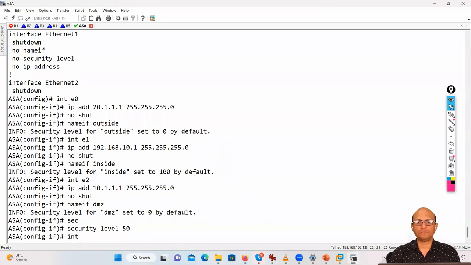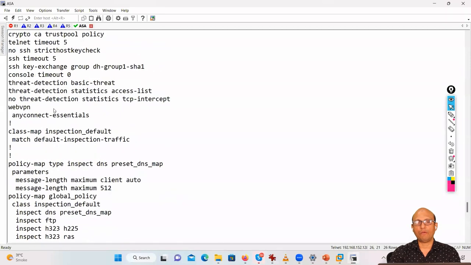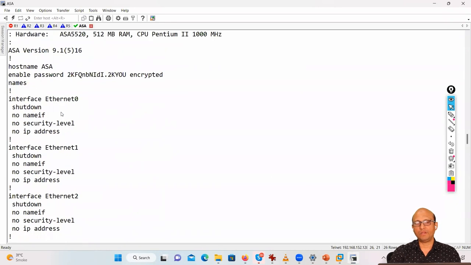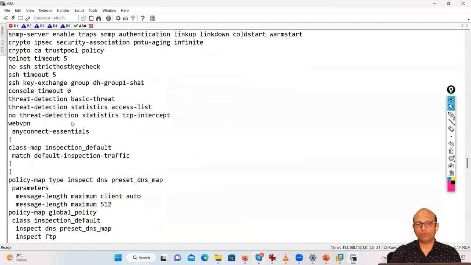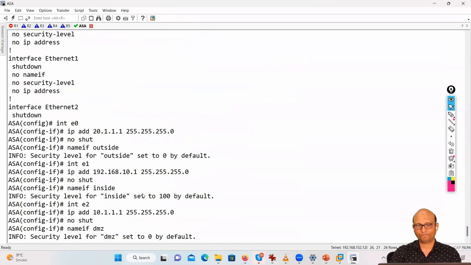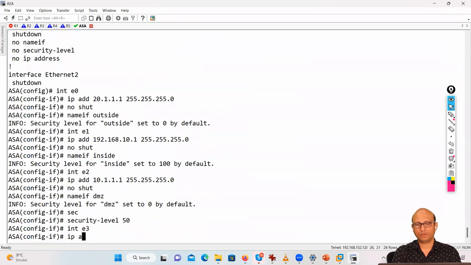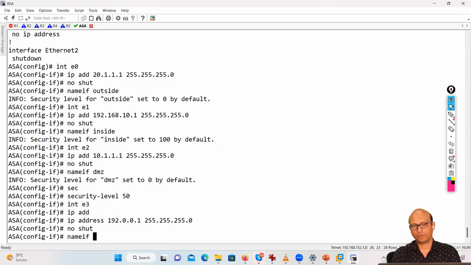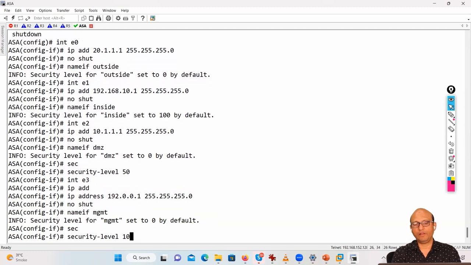I want to make one of the interfaces a management interface. When you actually buy a box, you will get a management interface also. So I will go to interface E3 and convert this into a management interface. I give it some IP address. Remember, every interface should carry a different subnet. Security level, I will keep 100.